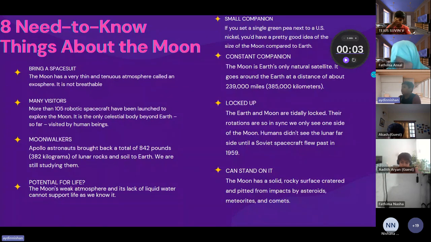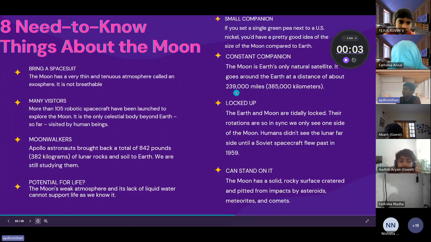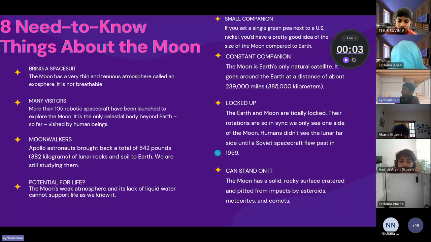Locked up. The Earth and the Moon are tidally locked. Their rotations are so in sync that we can only see one side of the Moon. Humans did not see the lunar far side until a Soviet spacecraft flew past in 1959. Did anyone know this locked up fact?